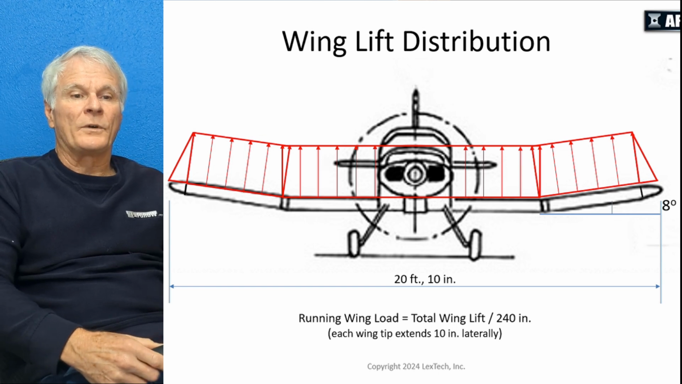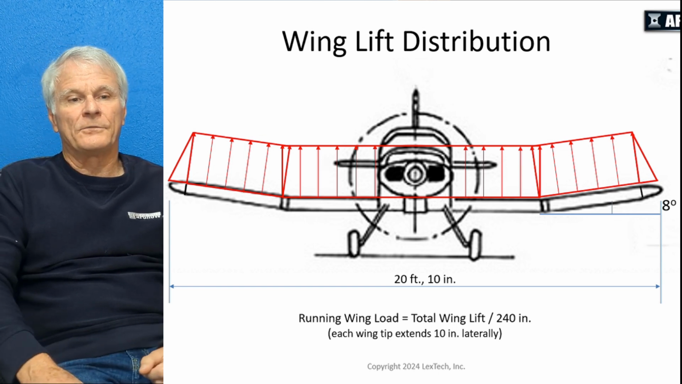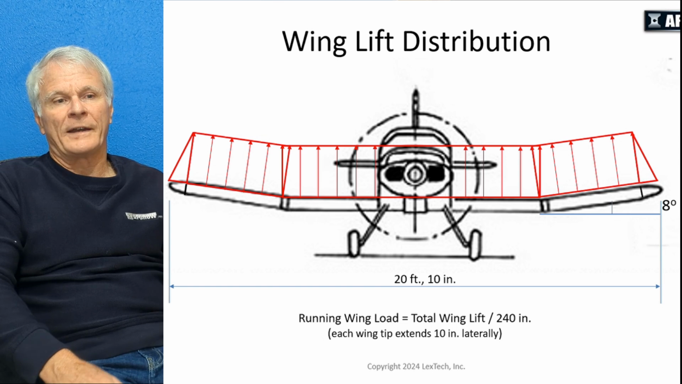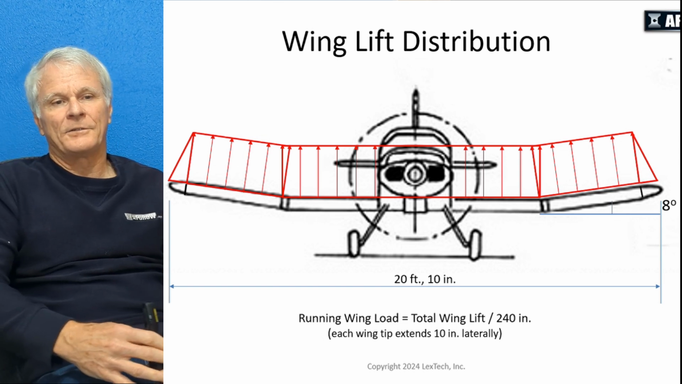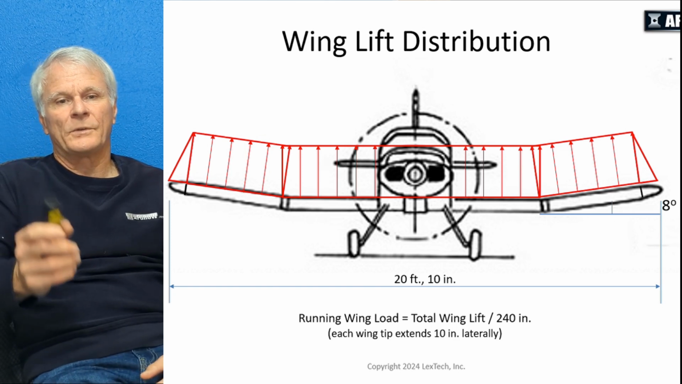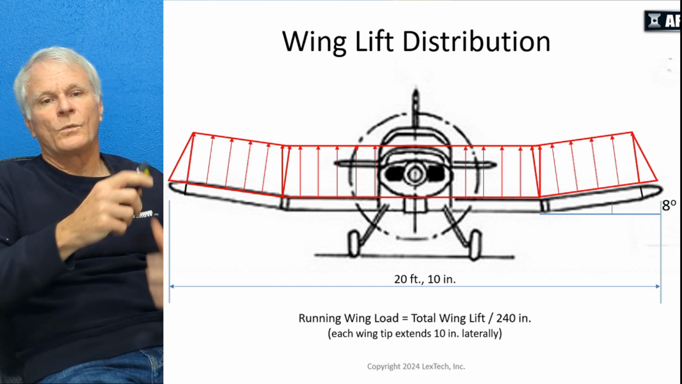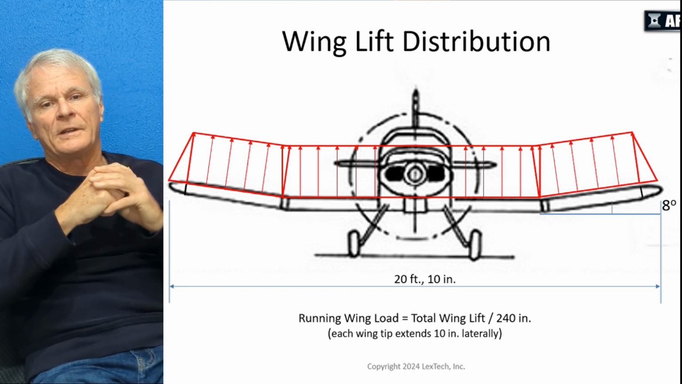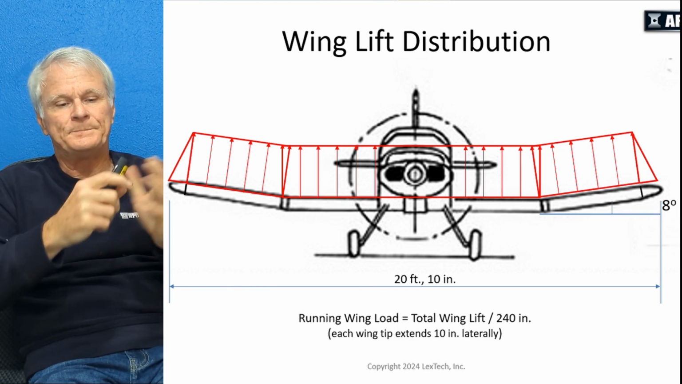And so to calculate the running wing load, you can see you divide by 240 because those two triangles would take half the area. So I took off that 10 inches for each wingtip, not 8 inches. The outboard wing has an 8-degree dihedral for stability.